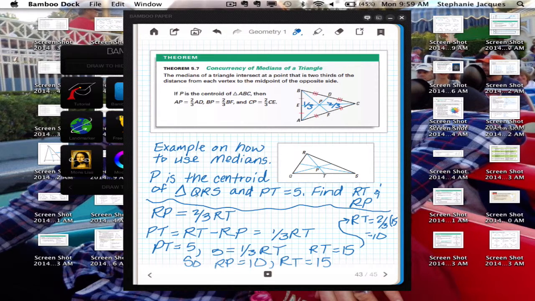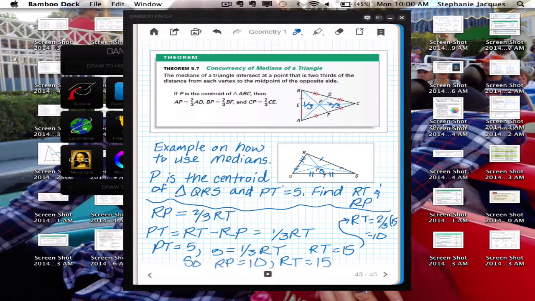So let's look at an example of how you would use that. Example on how to use medians. I have a triangle here and the medians are drawn. So therefore you know that this is equal to this, and this one is equal to this one. P is the centroid of triangle QRS, and PT, from here to here, is 5. They're asking us to find RT and RP. Well, we already know that RP is going to be 2/3 of the whole thing. So I'm going to write that down. RP equals 2/3 of RT.